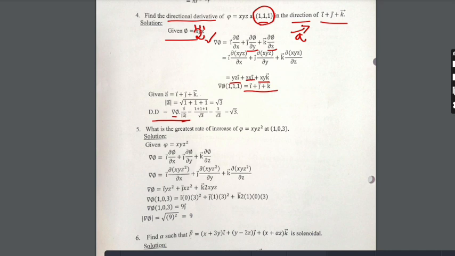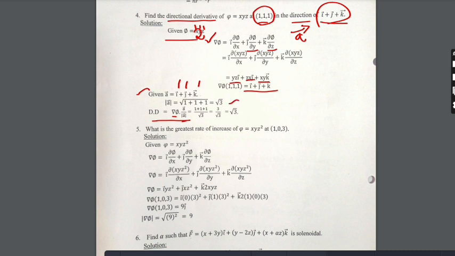Now for the modulus of the a vector, which means square root of x squared plus y squared plus z squared. Each takes the value 1, and 1 squared is 1. If I add all the terms, I get the modulus of a vector as root 3.